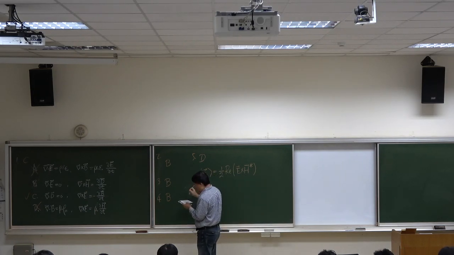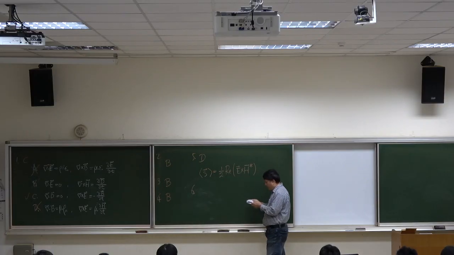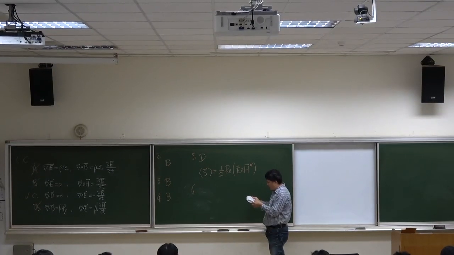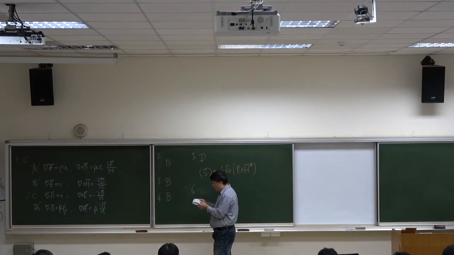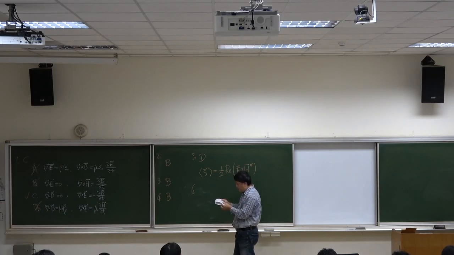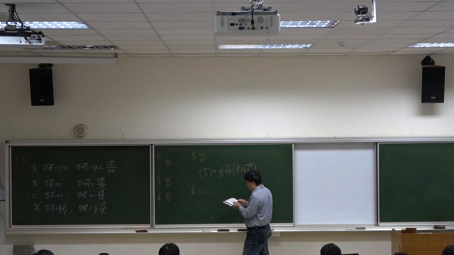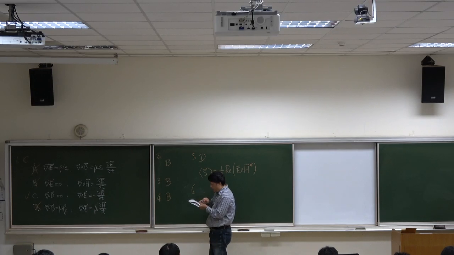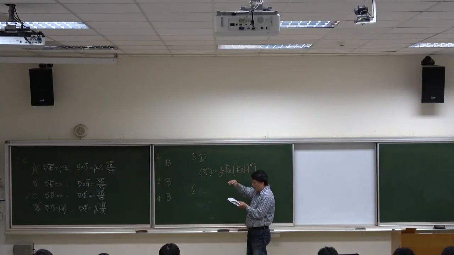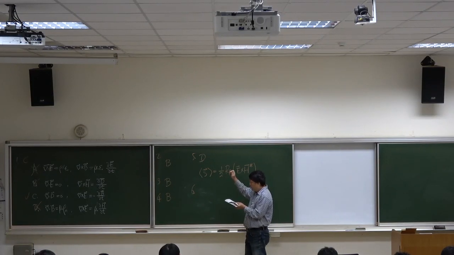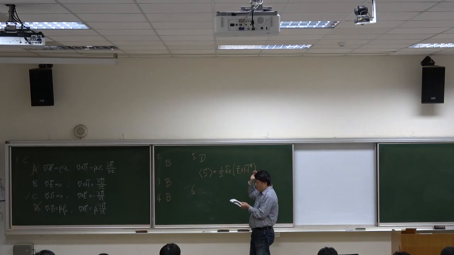And the sixth question. A plane EM wave propagates in a biaxial crystal. Let E, H, D, B, and K denote the electric field, magnetic field, the displacement field, the magnetic induction field, and the wave vector, respectively. If the propagation direction is arbitrary, which statement is in general incorrect? A. K dot D is equal to 0. This is correct, so we do not choose the correct answer. We choose the incorrect answer.